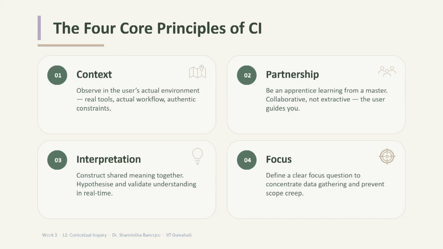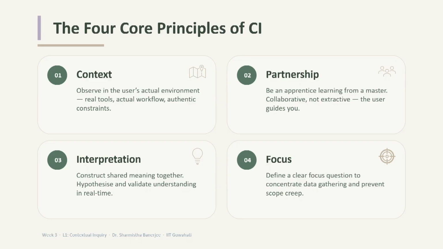Then comes partnership. Be an apprentice learning from a master. That's the relationship you are supposed to have with the person you are conducting CI with. Be collaborative, not extractive. The user guides you. Then interpretation. Construct shared meaning together. I might see somebody doing a particular activity and have a certain interpretation, but always confirm that interpretation with your user, because the user might be doing the same activity thinking of something else. Hypothesize and validate understanding in real time. Focus. Define a clear focus question to concentrate data gathering and prevent scope creep from happening.